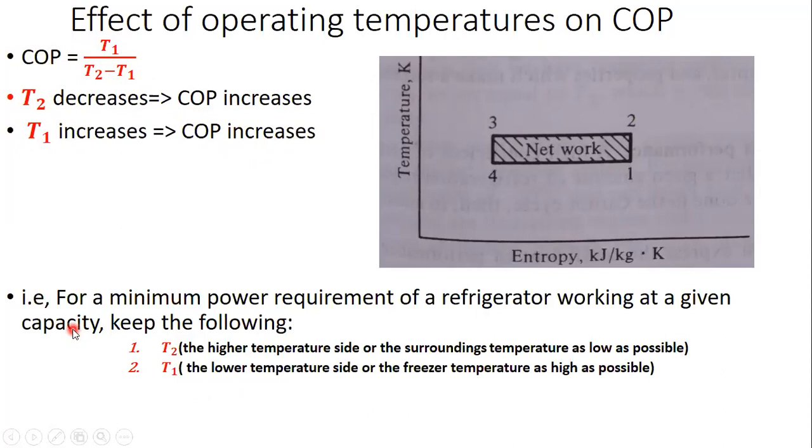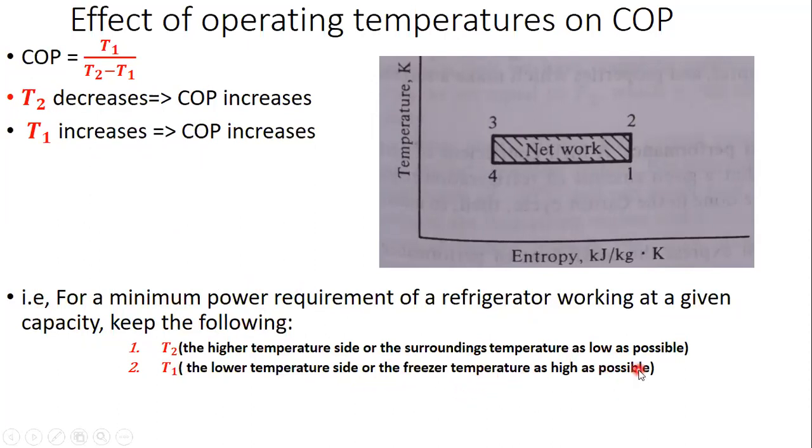What is the physical meaning of this consideration? For a refrigerator to work at a given capacity with minimum power consumption, what conditions should we keep? One, T2, the higher temperature side or the surroundings temperature, should be kept as low as possible. Then T1, the lower temperature side or the freezer compartment temperature, should be as high as possible.